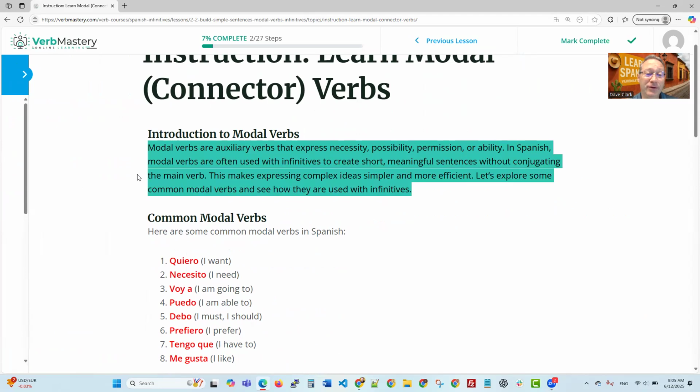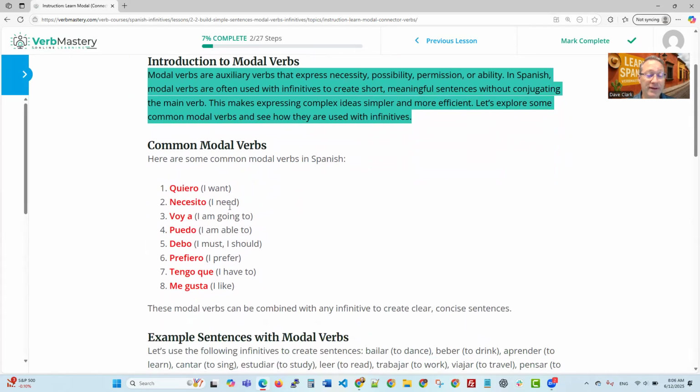Modal verbs are auxiliary verbs, kind of helper verbs that express necessity, possibility, permission, or ability. In Spanish, modal verbs are often used with infinitives to create short, meaningful sentences without conjugating the main verb. This makes expressing complex ideas simpler and more efficient. Let's explore some common modal verbs and see how they're used with infinitives. Here they are, some common modal verbs. These are super, super important and useful, so take note and go through the exercises to remember and practice these.